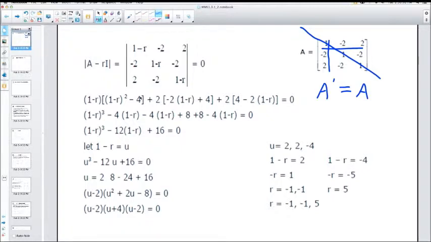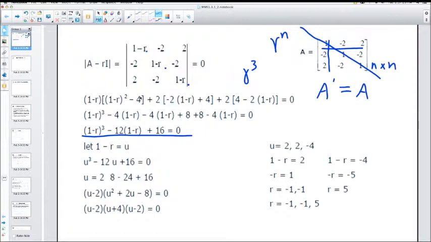So when we try to solve this, we're going to get a cubic equation. The highest power is 3 because you have r times r times r, you get r cubed. If the matrix is n by n dimensional, then you are going to get r to the n. The polynomial will be of degree n. In the previous two examples, when n equals 2, we got a quadratic.